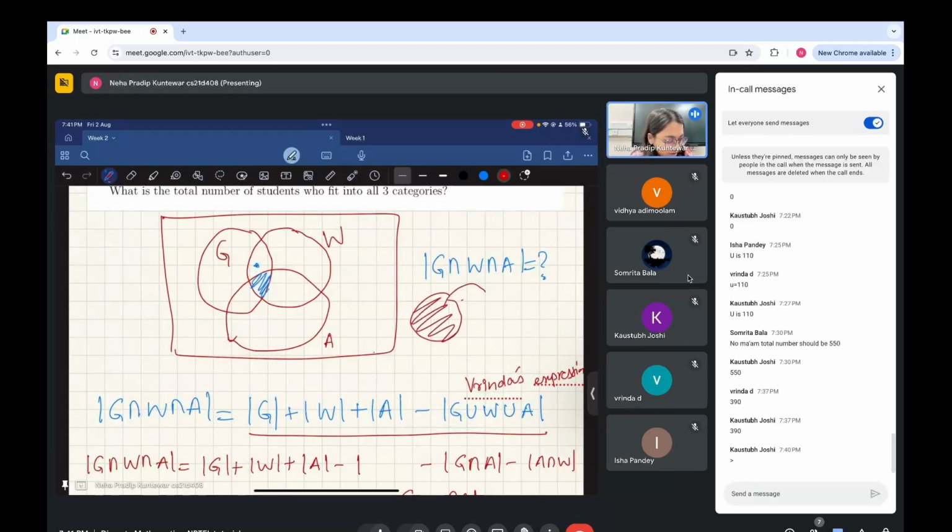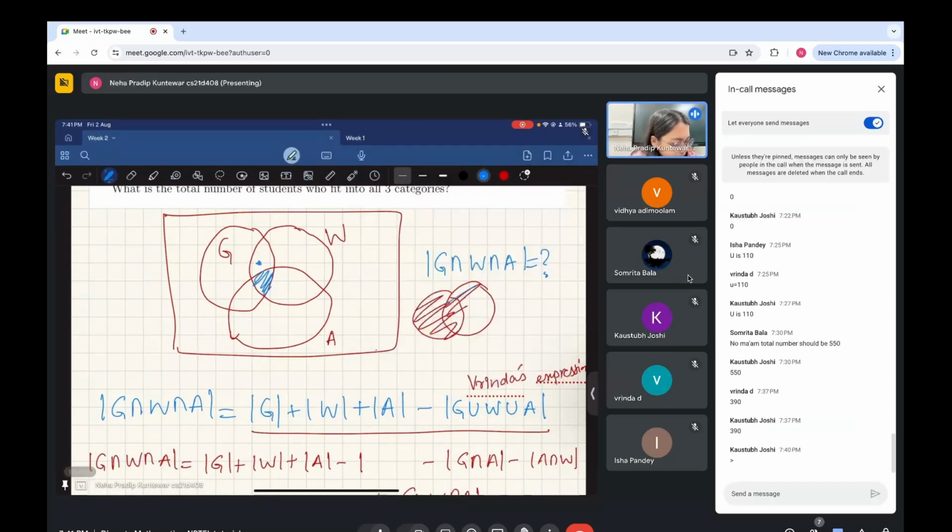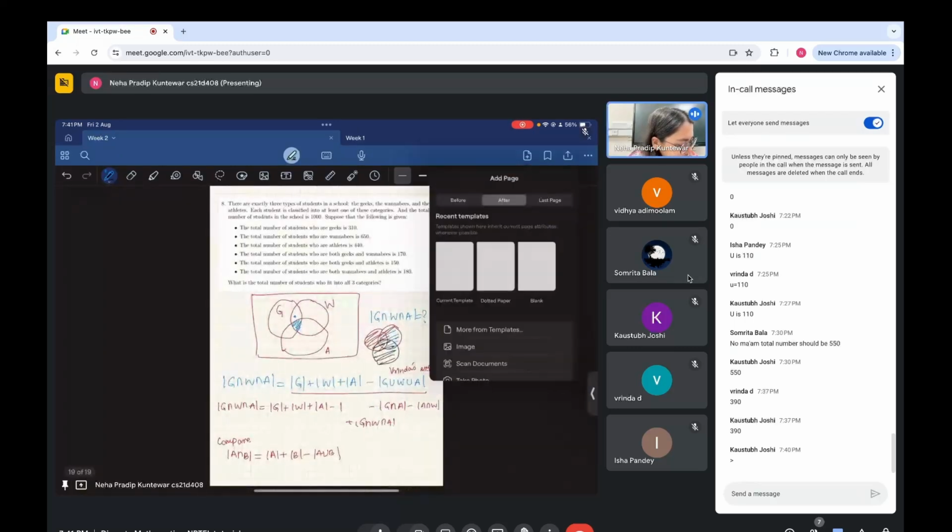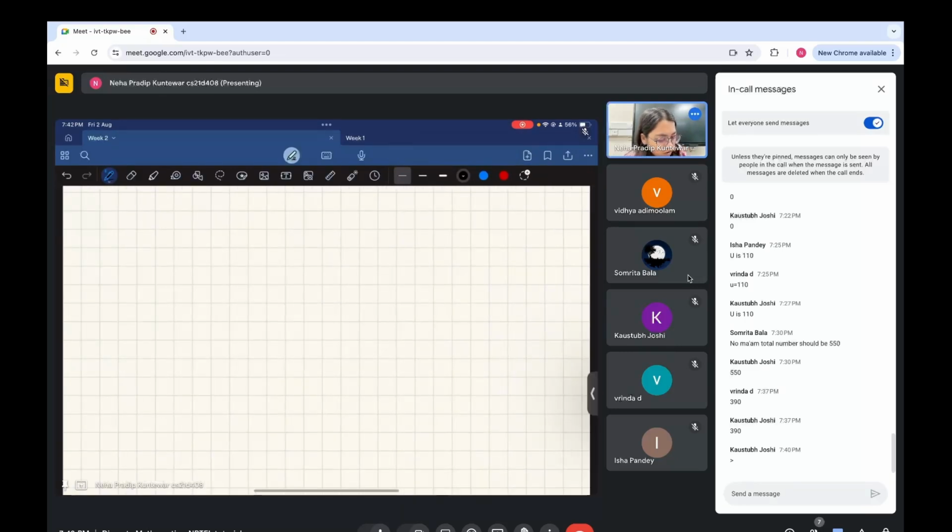Okay, so let's say the shaded area here is the wannabes, and the shaded area in black is the athletes. And the point that I'm trying to make here is that if you simply add and subtract the union, then you may not have counted everything exactly once. So let's see what I mean by that.